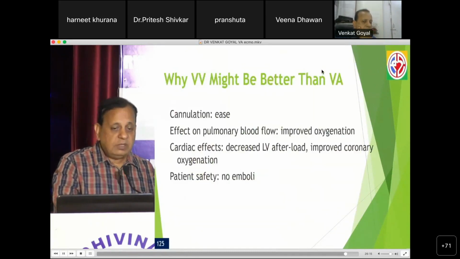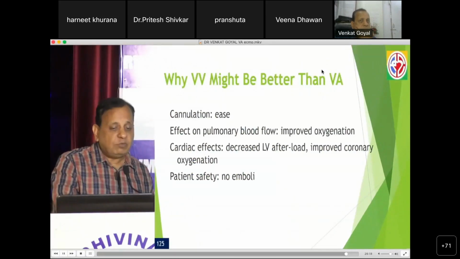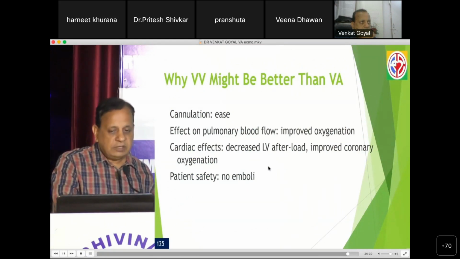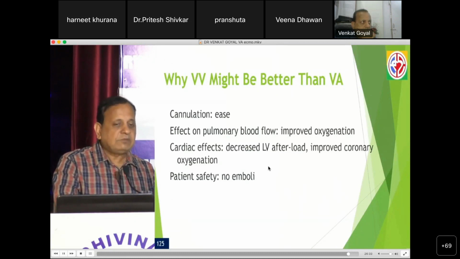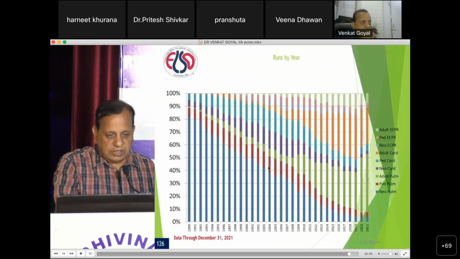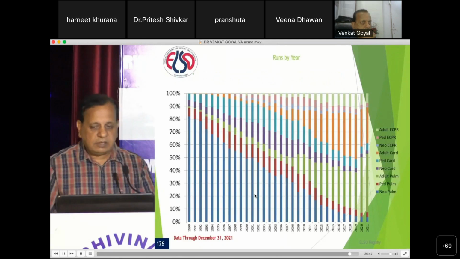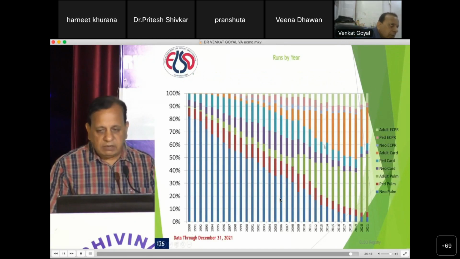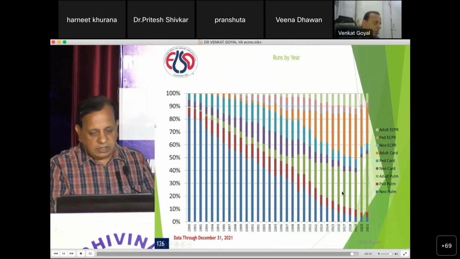We always say VV ECMO is better than VA ECMO because the cannulation is easy. There's an effect on improvement of pulmonary blood flow, a decreased LV afterload, increased coronary perfusion, and there are no emboli. So even in early patients for cardiac failure, we try with VV ECMO, and if not supported, we switch over to VA ECMO. As you see over the time period, adult cardiac ECMO has taken a big percentage as compared to 1990, where now adult ECMO, including ECPR, and pediatric and neonatal ECMO, makes more than 40% of the total ECMO run in present years.